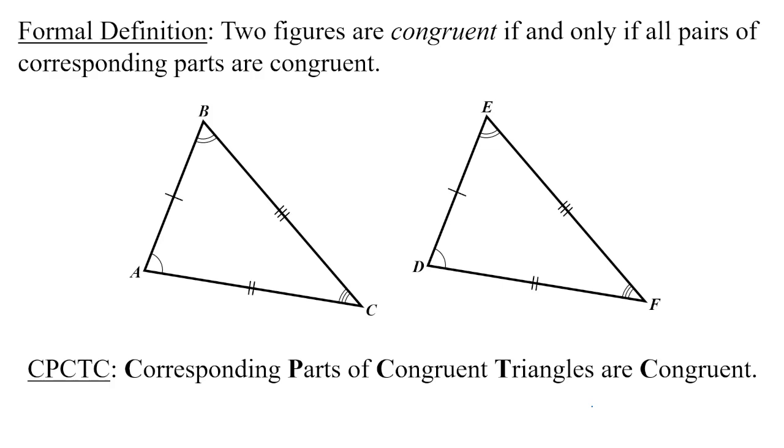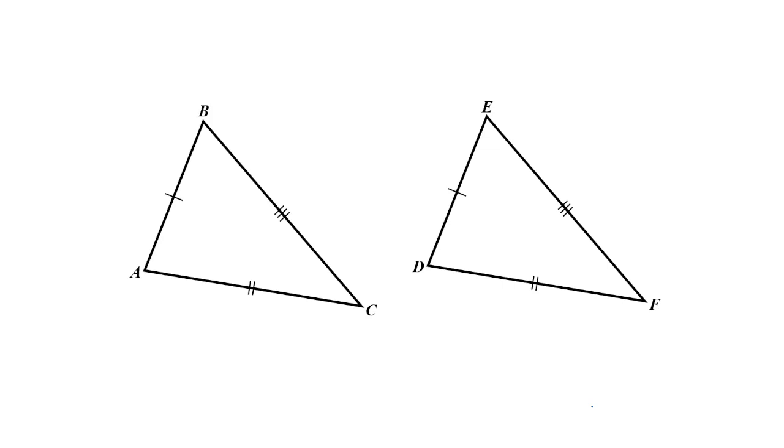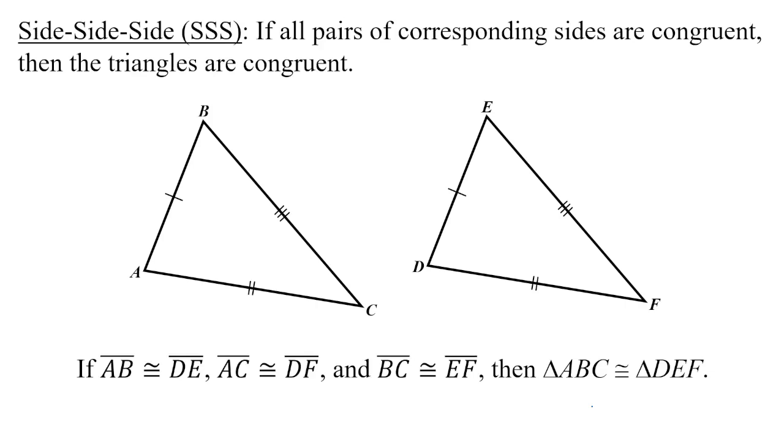So now, suppose that you want to prove that two triangles are congruent. That means you have to show that all pairs of corresponding sides are congruent and all pairs of corresponding angles are congruent. But let's look at this. Suppose that the corresponding sides are congruent. Nothing's mentioned about the angles. Can we conclude that these two triangles are congruent? The answer is yes, and they would be congruent by side, side, side. If all pairs of corresponding sides are congruent, then the triangles are congruent.